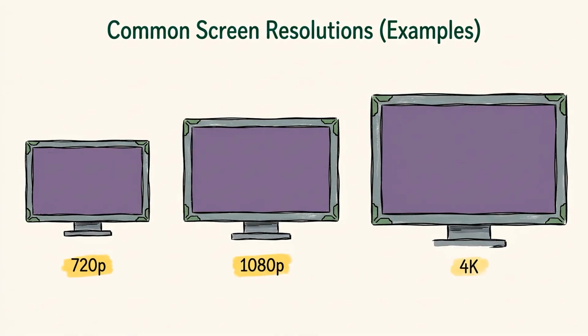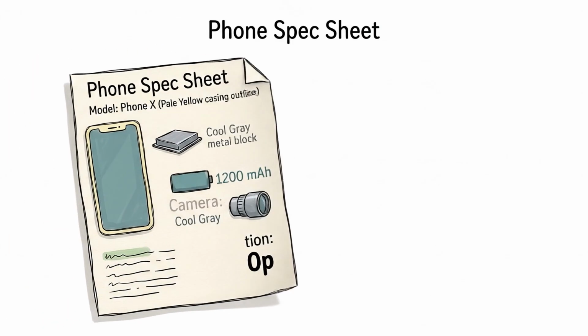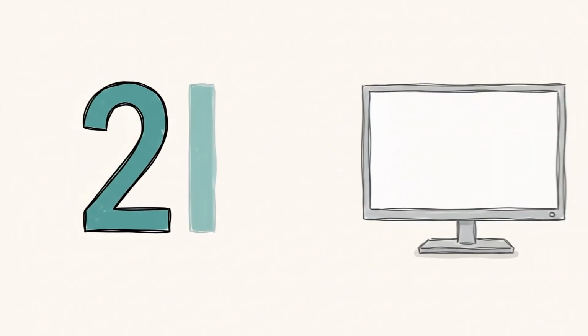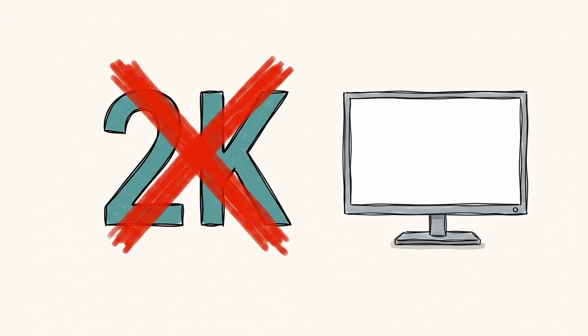You see these numbers everywhere: 720p, 1080p, 4K. They're slapped on every monitor box, every TV listing, every phone spec sheet. But ask someone what 1440p actually means, and watch them freeze. Ask why 2K is technically wrong, and enjoy the silence.